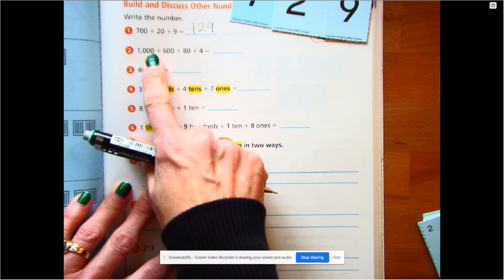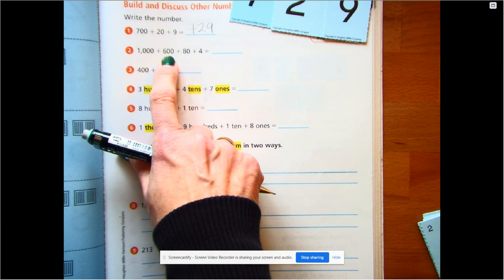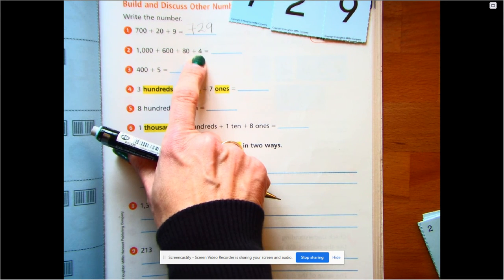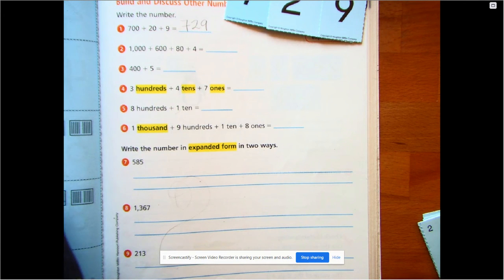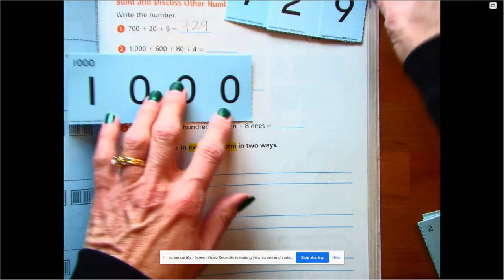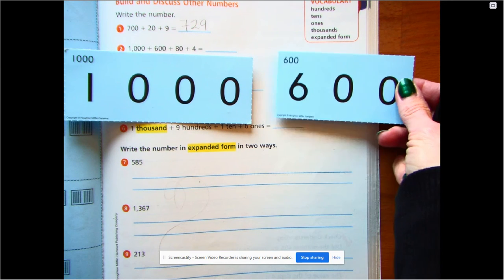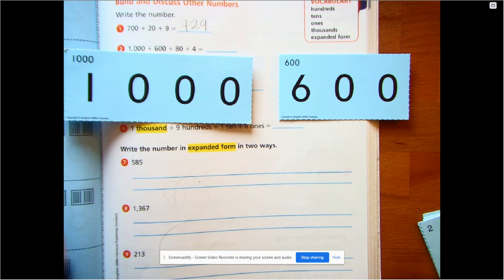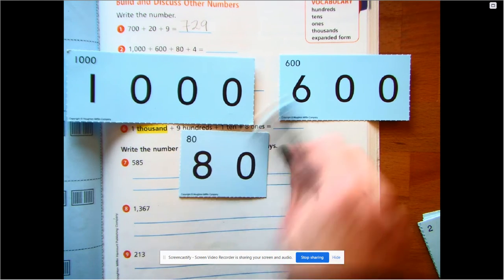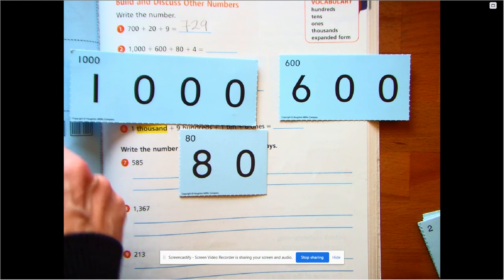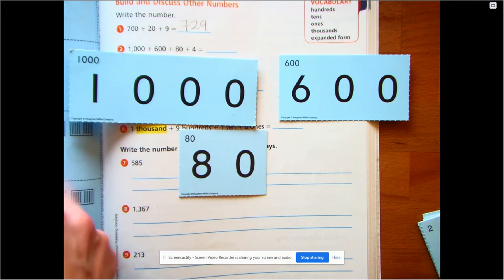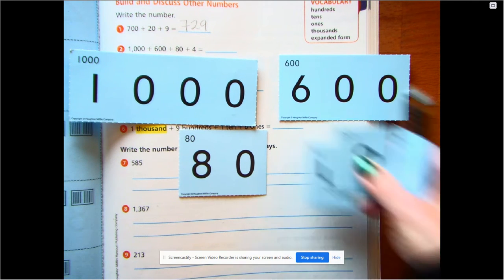Okay. The next one, 1,000 plus 600 plus 80 plus 4. I can stack my secret code cards. This time I'm going to use the really big one on the bottom. I have a 1,000. Now I need my 600. Here's that one. Now I need my 8 tens or my 80. I'll put that down here because I don't have enough room. And I've got my 4 ones. And there are my 4 ones.